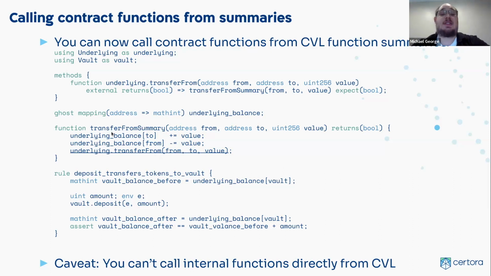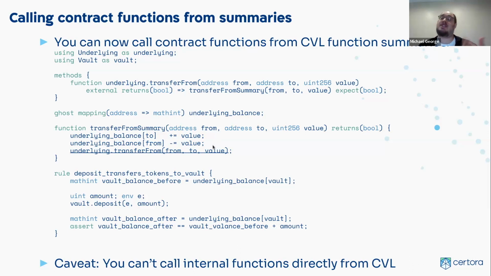And we've changed it so that it's no longer an error, and you're now allowed to call contract functions from your summaries. And this opens up a lot of flexibility. So in the example I've given here, we've used summarization to make a little wrapper around the transferFrom method. So when the contract calls transferFrom, it gets summarized by this summary, which then calls the original transferFrom method, but also does some additional bookkeeping by updating this ghost.